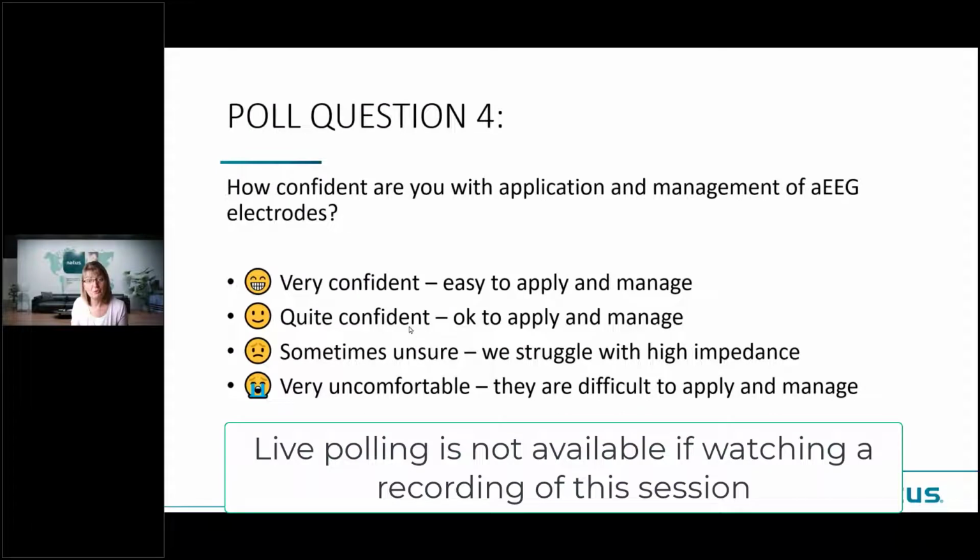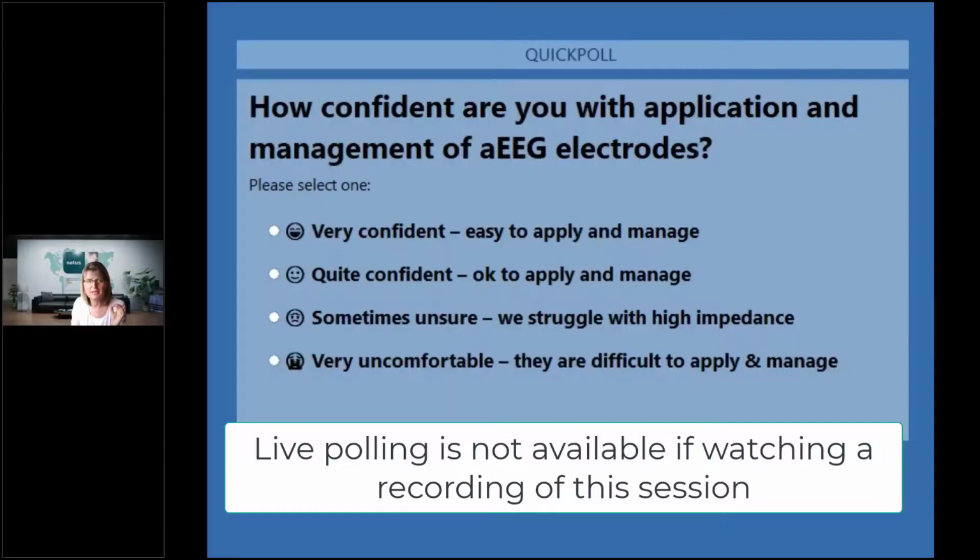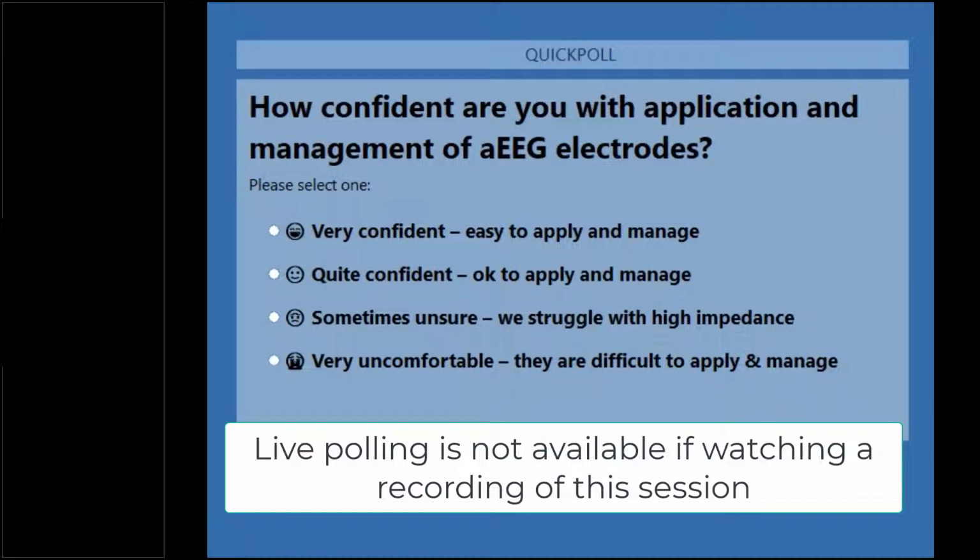But I will ask poll question number 4, which is, how confident are you with the application and management of your electrodes? So thinking about those of you who are using electrodes today, how confident are you in that process? So let's launch that poll. And let's see what people say. You can use the emojis if you want to.